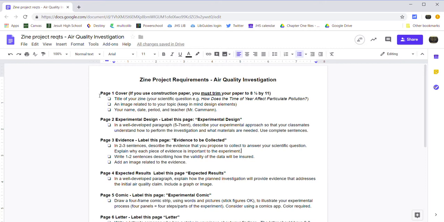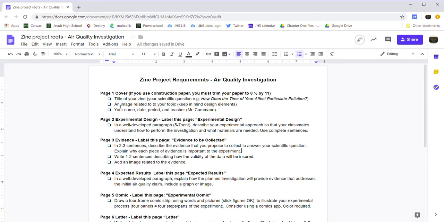So page 1 is going to be your cover. If you're using construction paper, please be sure you trim your paper to 8.5 by 11, because otherwise it's not going to work out well for how everything goes in the end. So on your first page, you'll need a title, and that's going to be your scientific question, like how does the time of year affect particulate pollution, or whatever your scientific question is.